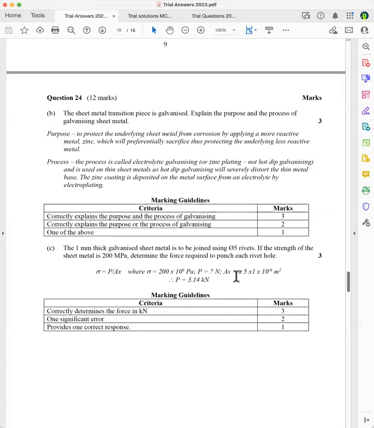So we're looking here. The circumference is pi d. So there's pi d there. The area of shear is pi d multiplied by 1, which is the thickness, and you multiply it by 10 to the minus 6 to bring the meters squared. So you put your formula, you put your data here, and you work out what the force is.